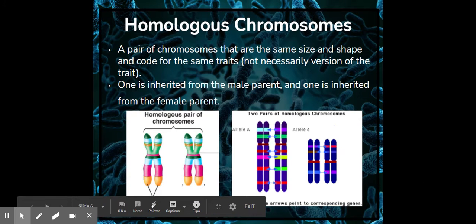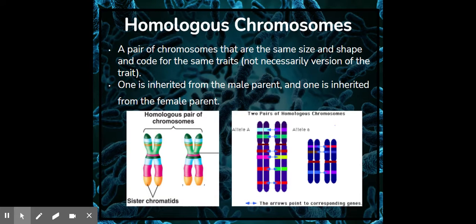All right, so homologous chromosomes are a pair of chromosomes that are the same size and shape and code for the same trait. Now, when we say they code for the same trait, we mean they code for hair color, not that they both code blonde, right? They could have two that code for hair color, and one can be light and one could be dark. One is inherited from the male and one is inherited from the female.